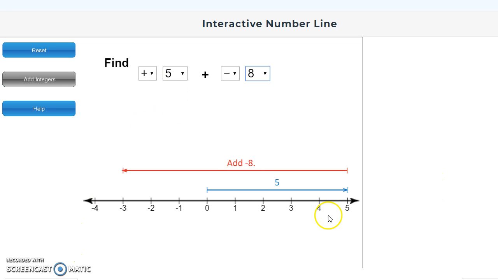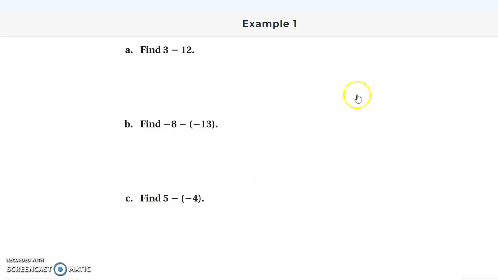So I have a positive 5, and if this were a minus 8, then I would do plus a negative 8. Let's look at this. We're going to add its opposite. So I have 3 minus 12. I'm going to change this subtraction sign to an addition sign, and then I'm going to turn this positive 12 into a negative 12. I add the opposite. 3 minus 12 is the same as 3 plus a negative 12. And then you already know how to do this.